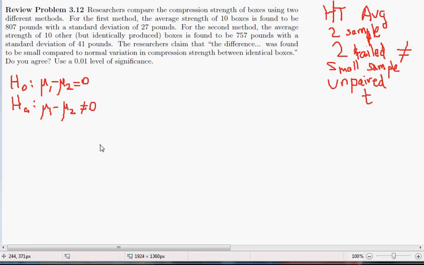Okay, so now we need our test statistic. To get the test statistic, we need a few things first. We'll need to get the standard error. The standard error is equal to the square root of the first standard deviation squared divided by 10 plus the second standard deviation squared divided by 10, its sample size. So first standard deviation squared divided by first sample size plus second standard deviation squared divided by second sample size. And this works out to be 15.5241.